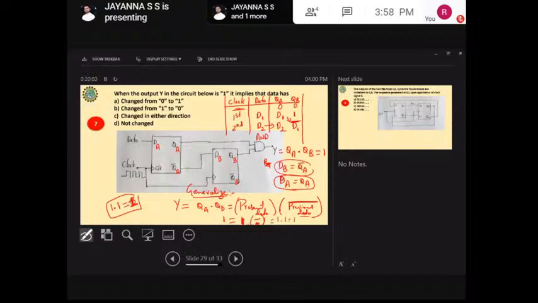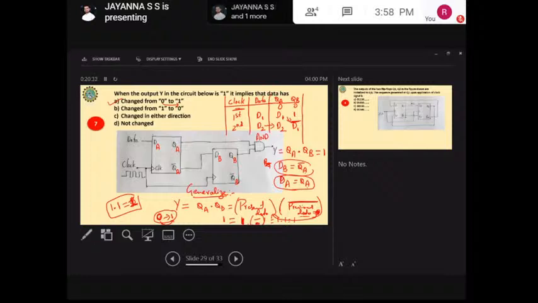So it is true, so there is a transition. The previous data I am taking here is 0, and the present data is 1. There is a transition of 0 to 1, so there is a change. The previous data is changing from 0 to 1. The first option will be the right answer for this question.